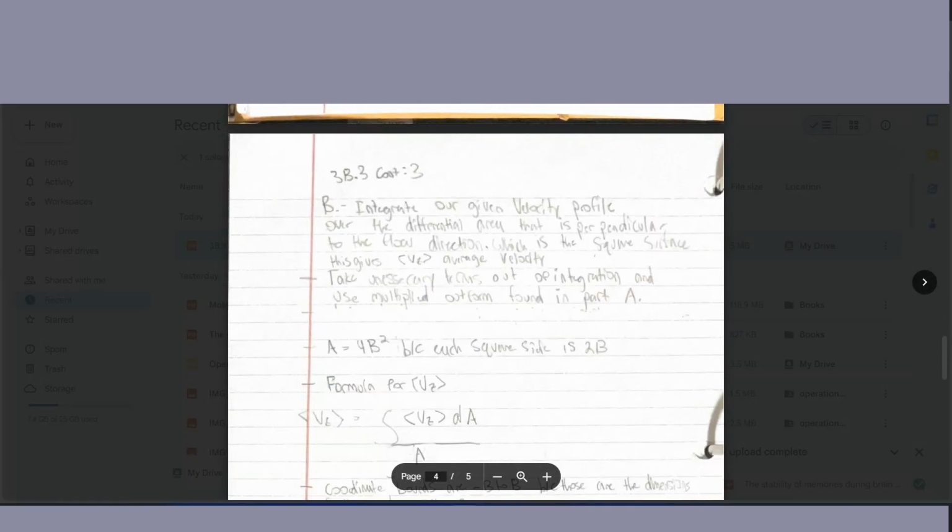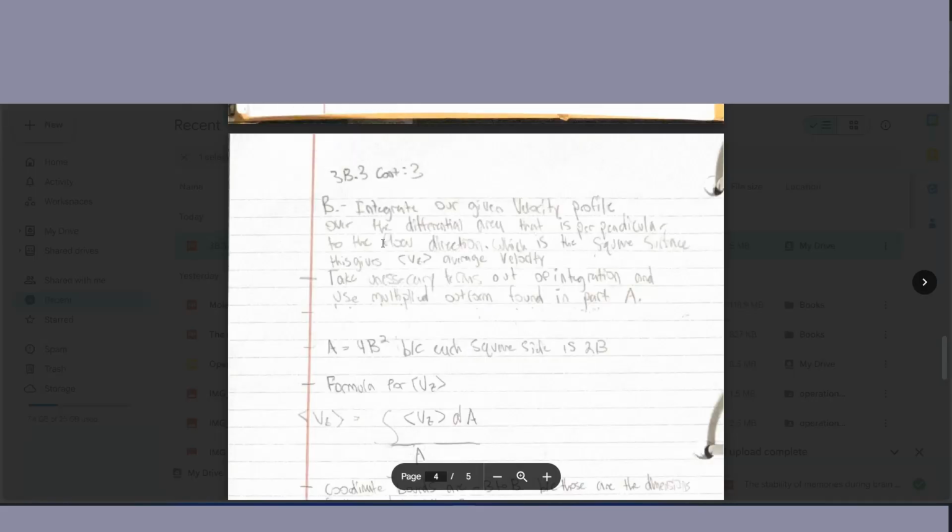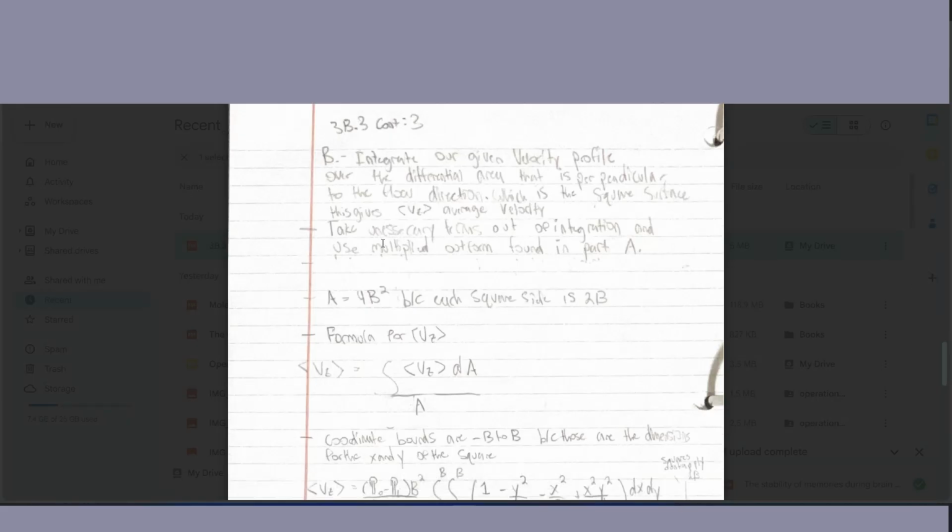So then part B, we want to derive the mass flow for this equation, and then compare it to this mass flow, and we're going to see that it's not the same and it's not right. So integrate our given velocity profile over a differential area for the given flow direction, which in this case is a square surface that gives the average velocity VZ. Take unnecessary terms out of the integration and use the multiplied out form found in part A.